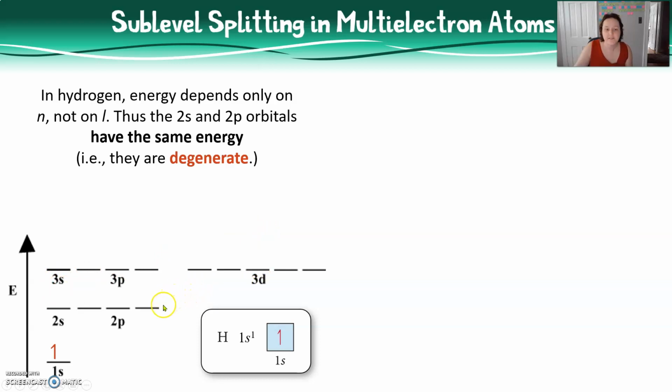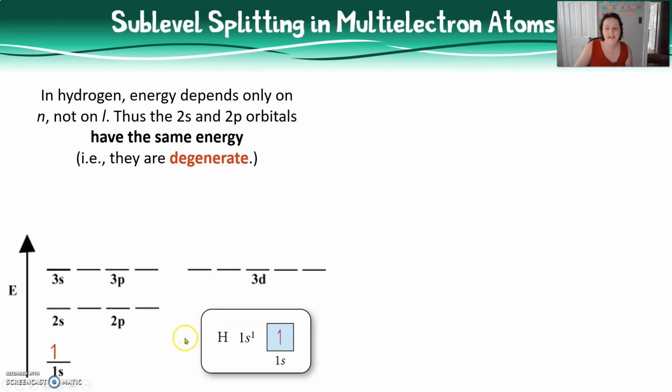Note that this energy level diagram represents hydrogen with only one electron, and that the orbital subshells with the same energy level, or n value, are drawn with the same energy. So the 2p orbitals shown here have the same energy as the 2s orbital. And we say that these orbitals are degenerate, meaning they all have the same energy. Same thing would be true for the third energy level here. The 3s, 3p, and 3d would all be degenerate.